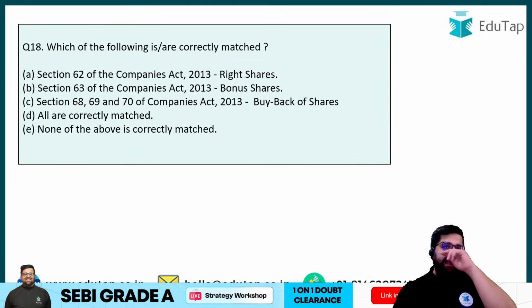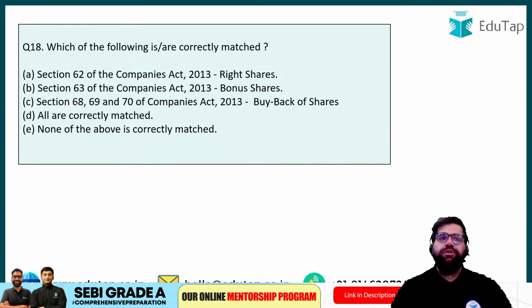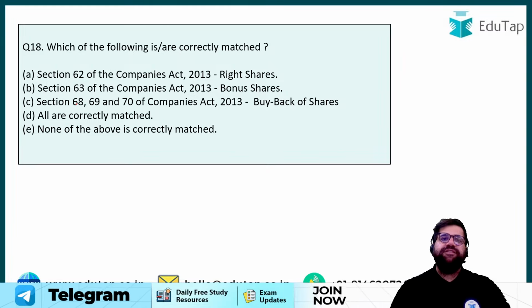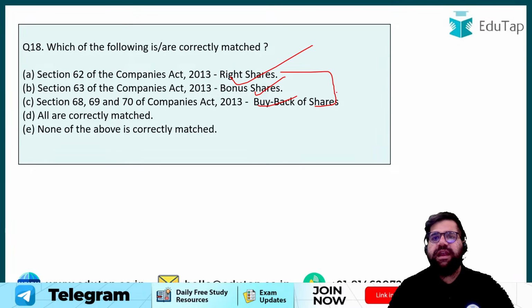Right, question number 18 now. Which of the following is correctly matched? Section 62 right, section 63 bonus, sections 68, 69, 70 are associated with buyback. According to me, all the three sections are right. So the answer will be option number D.